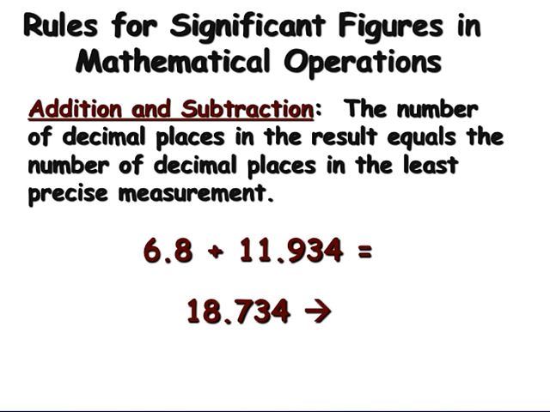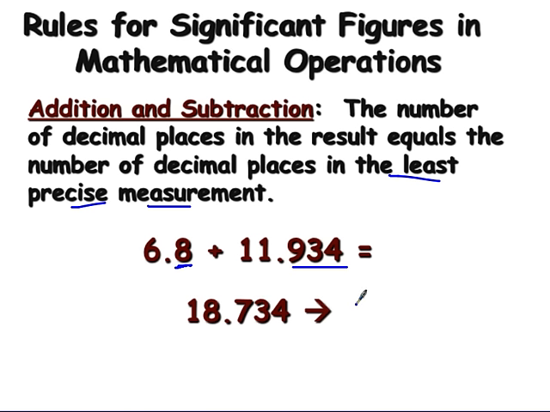Okay, one more rule for sig figs. When you're doing addition and subtraction, the number of decimal places in the result equals the number of decimal places in the least precise measurement. So this one's just a little bit different. You want to do the least number of decimal places in the problem. So this value goes one past the decimal place. This one goes 3 past. So we're going to be rounding to one decimal place.